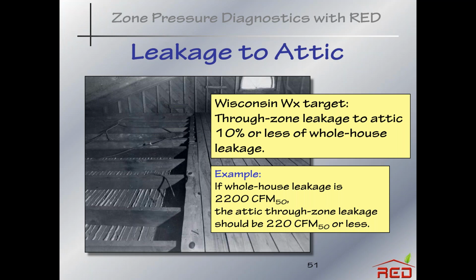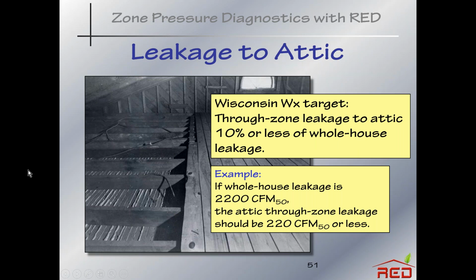First of all, Wisconsin. Wisconsin's got a good weatherization program. As far as I know, they were the first to start using targets for zone pressure diagnostics. And their target, the through zone leakage to the attic. This is a target to the attic. It's not a requirement, it's a target. This is something that folks in the field that are doing the air sealing, whether it's a contractor or a crew, are trying to comply with, although if they don't, they don't get marked down for it. As far as I know, they are able to meet this target about 50% of the time. So their target is the through zone leakage to the attic should be 10% or less of the whole house leakage.